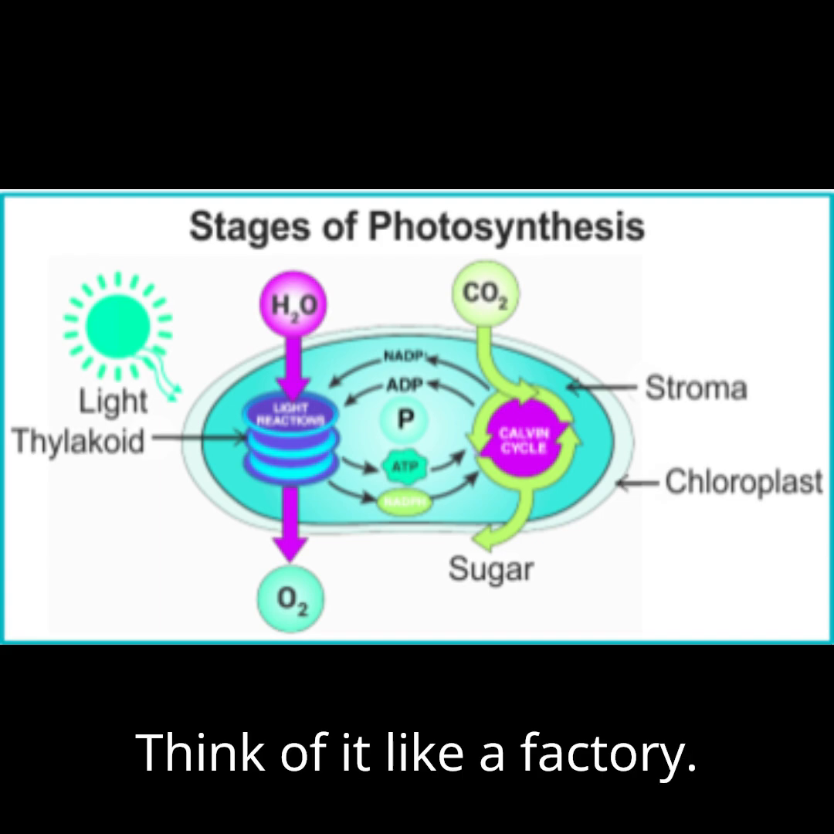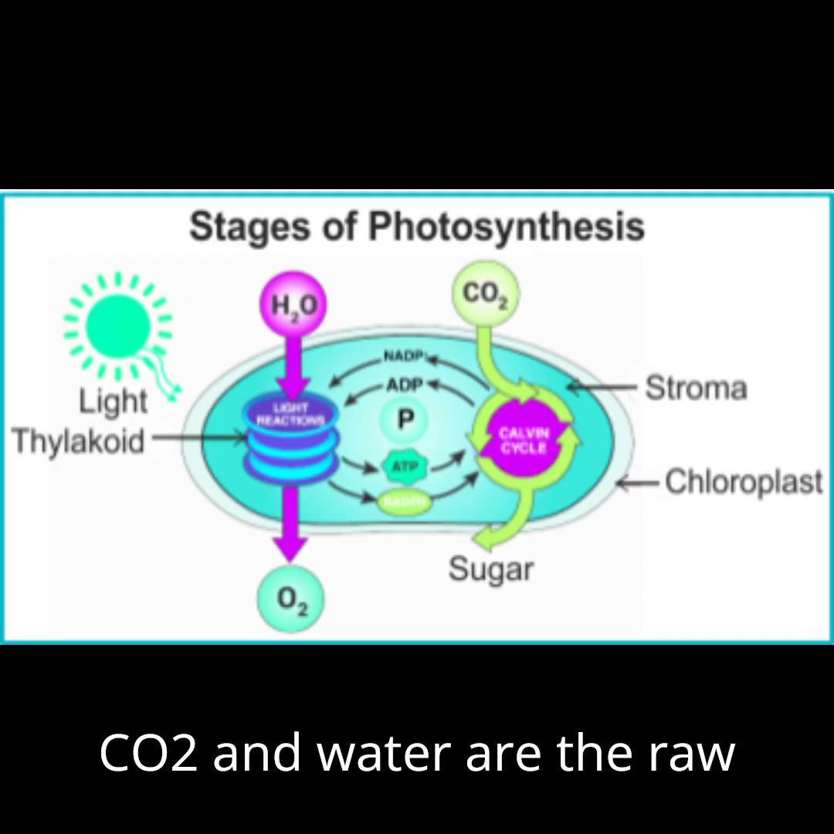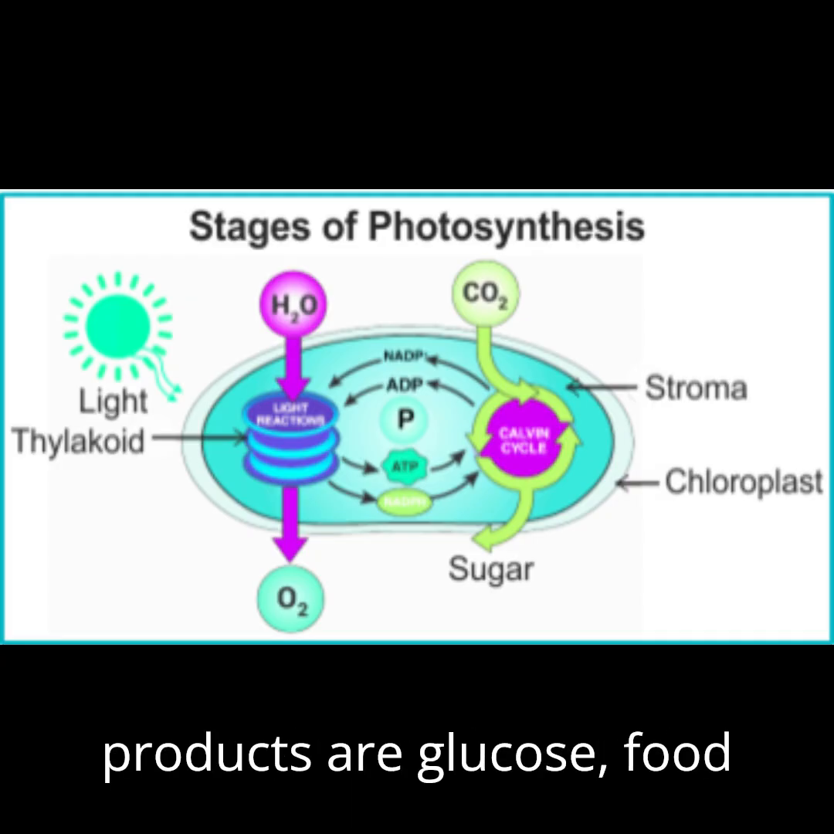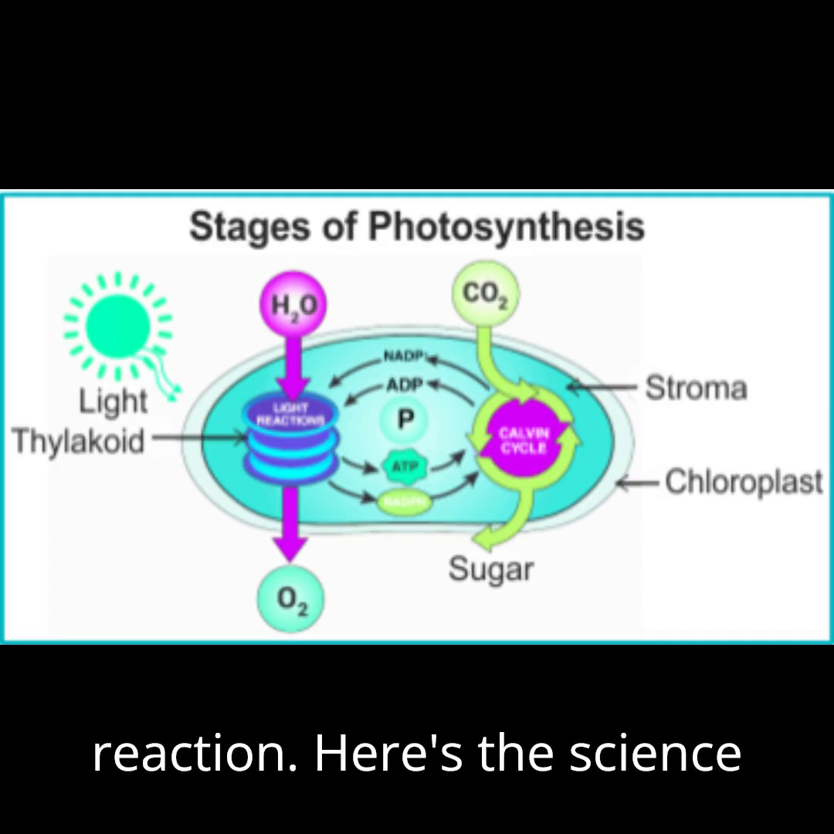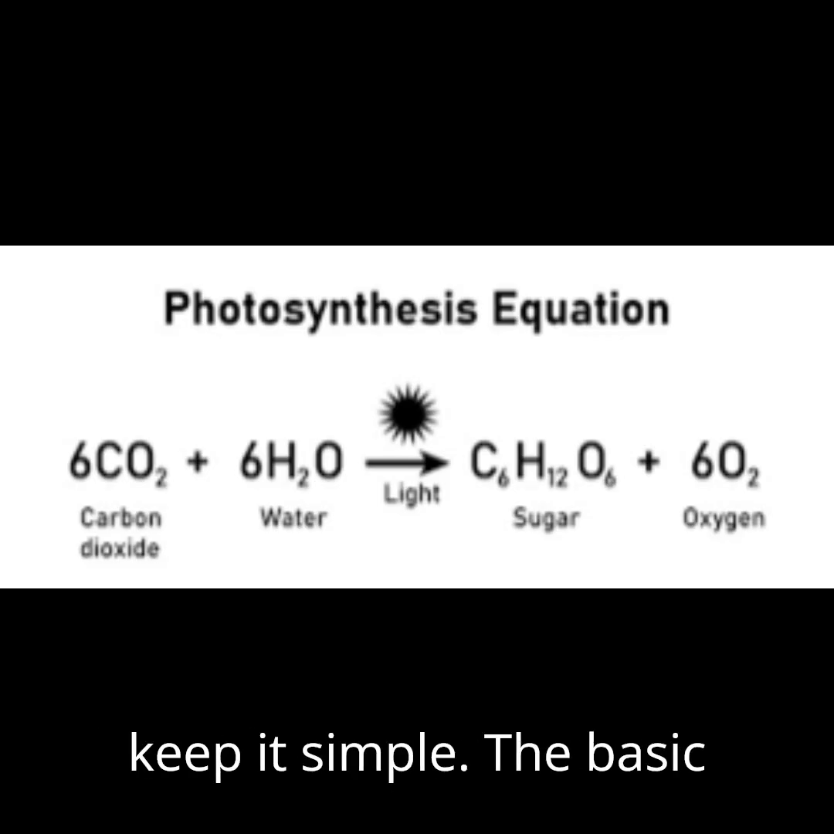Think of it like a factory. Sunlight powers the machines, CO2 and water are the raw materials, and the end products are glucose, food, and oxygen. The chemical reaction. Here's the science behind it. Don't worry, we'll keep it simple.